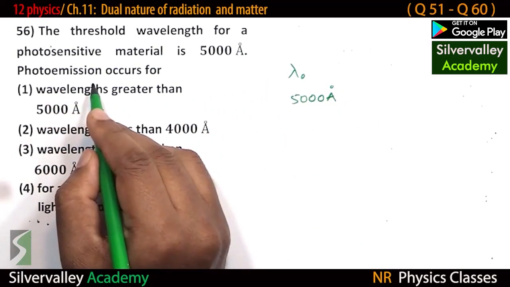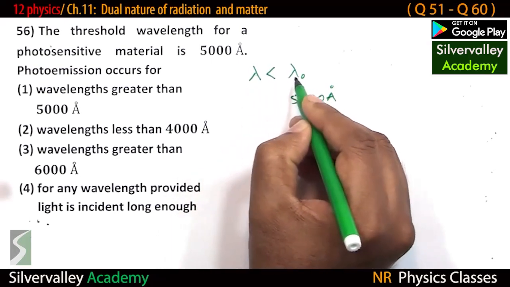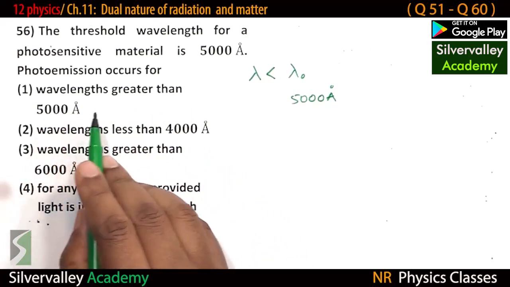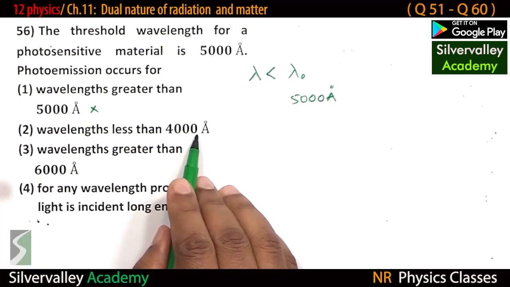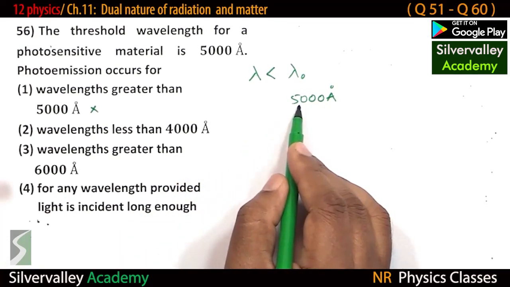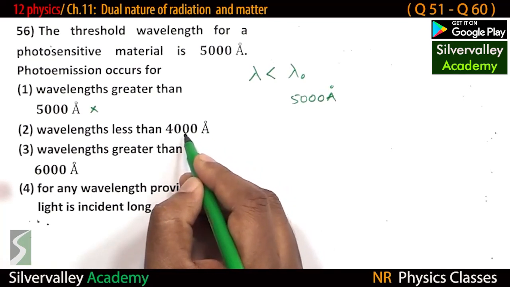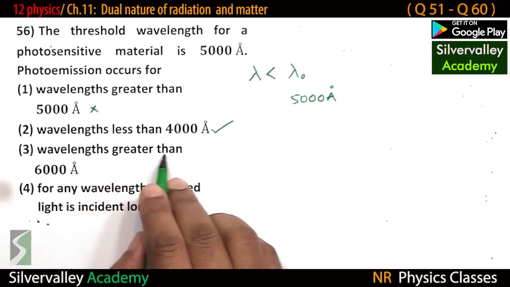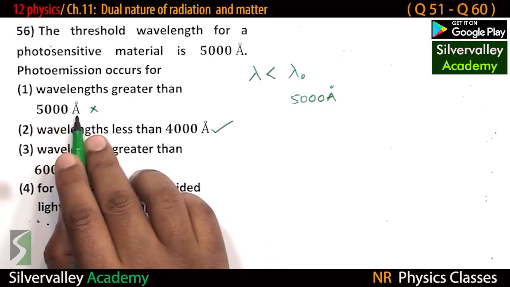So photoemission is possible only with lambda less than lambda naught. Wavelength greater than 5000? No. Wavelength less than 4000... wavelength less than 5000 is the same as wavelength less than 4000, isn't it? So energy is sufficient to remove electrons. So wavelength greater than 6000? 5000 angstrom wavelength cannot remove electrons.